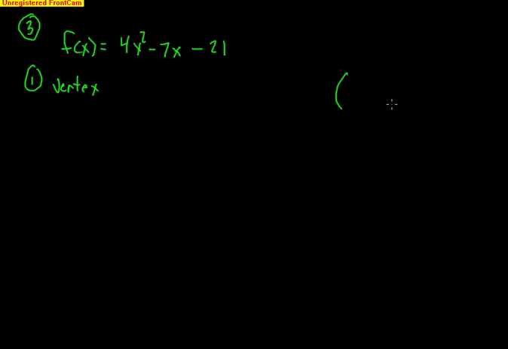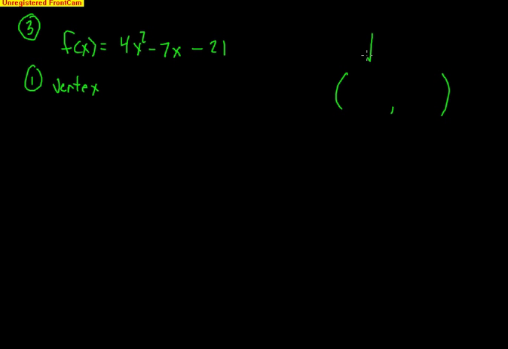All right, next up, let's find another one here. Let's do number 3. Okay, the function is going to be 4x squared minus 7x. And let's see here. Let's have this be minus 21. Okay, so first off, let's find that vertex. And remember that vertex is a point, so it's going to be a point. And to find this value, I need x.